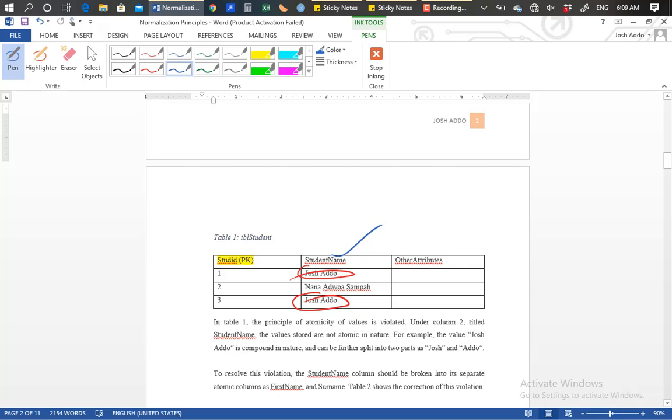That is a violation. Each value under the column name should be atomic, should be one unit which you cannot split. So what it should have been is that we should have kept Josh different from Ado. We should have kept Nana different from Ajua, different from Sampa. When that is achieved, then we have achieved atomicity for the values we capture under the columns.